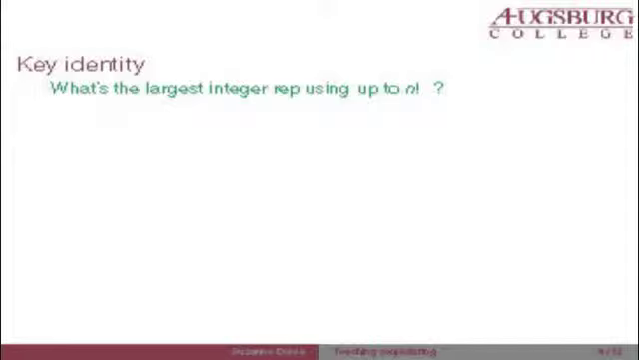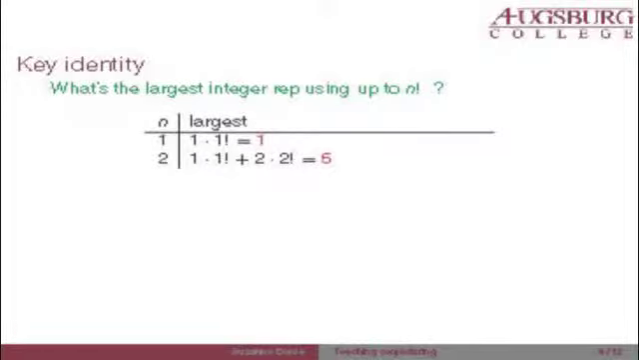OK. And the key identity is to ask a new question, which is, what is the largest integer you can build up using from 1 factorial, 2 factorial, all the way up to n factorial? And normally my students would grapple with this a lot more, but again, I'm going to fast forward a little bit for you here. So I will give you some data to look at to build your conjecture.